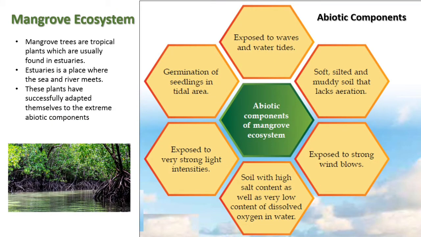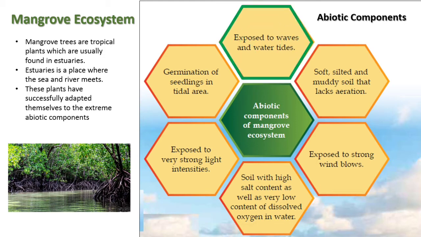The mangrove ecosystem consists of mangrove trees. Mangrove trees are tropical plants which are usually found in estuaries. An estuary is a place where the sea and river meet. These plants have successfully adapted themselves to the extreme abiotic components. So what are the abiotic components in the mangrove ecosystem?